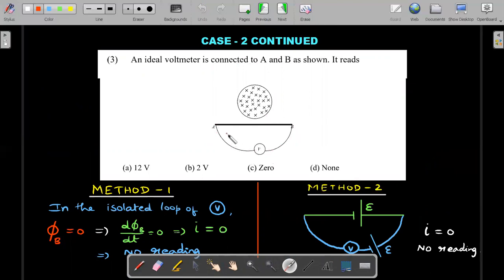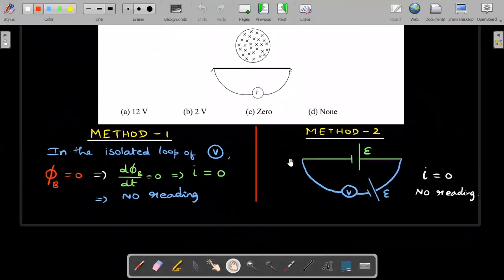Okay, this time let's see what can happen. There are 2 ways of looking at this. Method 1, as I told you in the previous video itself, is how to look at the voltmeter readings. In method 1, in the isolated loop of this voltmeter, this entire loop, the value of magnetic flux is 0. Do you see any magnetic field here? Magnetic field is here, it's not here. So the value of phi b is 0, therefore rate of change of flux is 0, which means the total EMF in that is 0. So current is 0, which means the reading has to be nil.